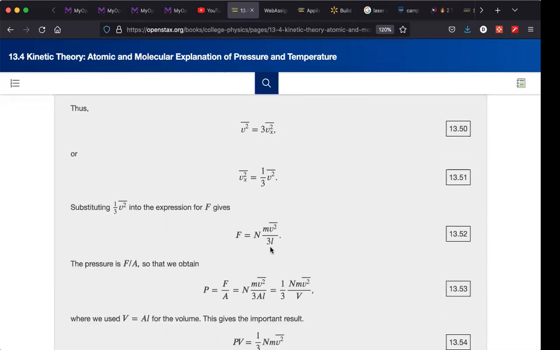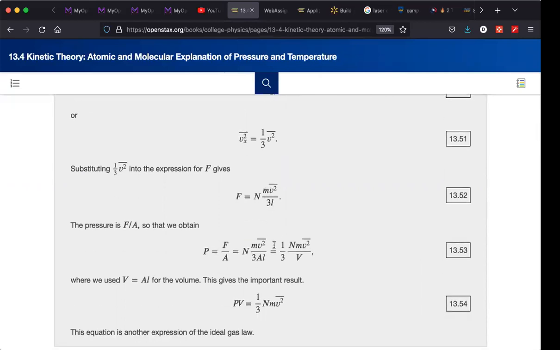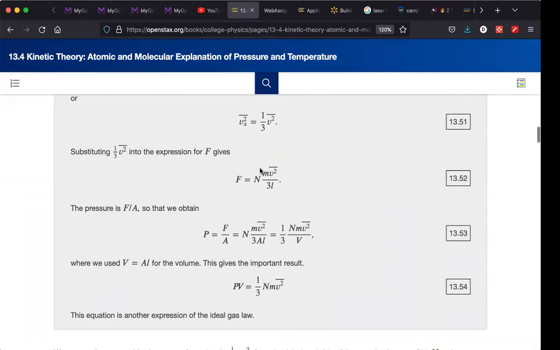And then if you do that, you end up with the force equal to the number of molecules times the average velocity squared times the mass, divided by 3 times L. Again, this looks very much like kinetic energy, and it definitely has the same units as energy in the end. How does it have the same units as energy? Well, there's an L here, and we take pressure equals force over area, and then we're going to get rid of this L by multiplying by it on both sides.